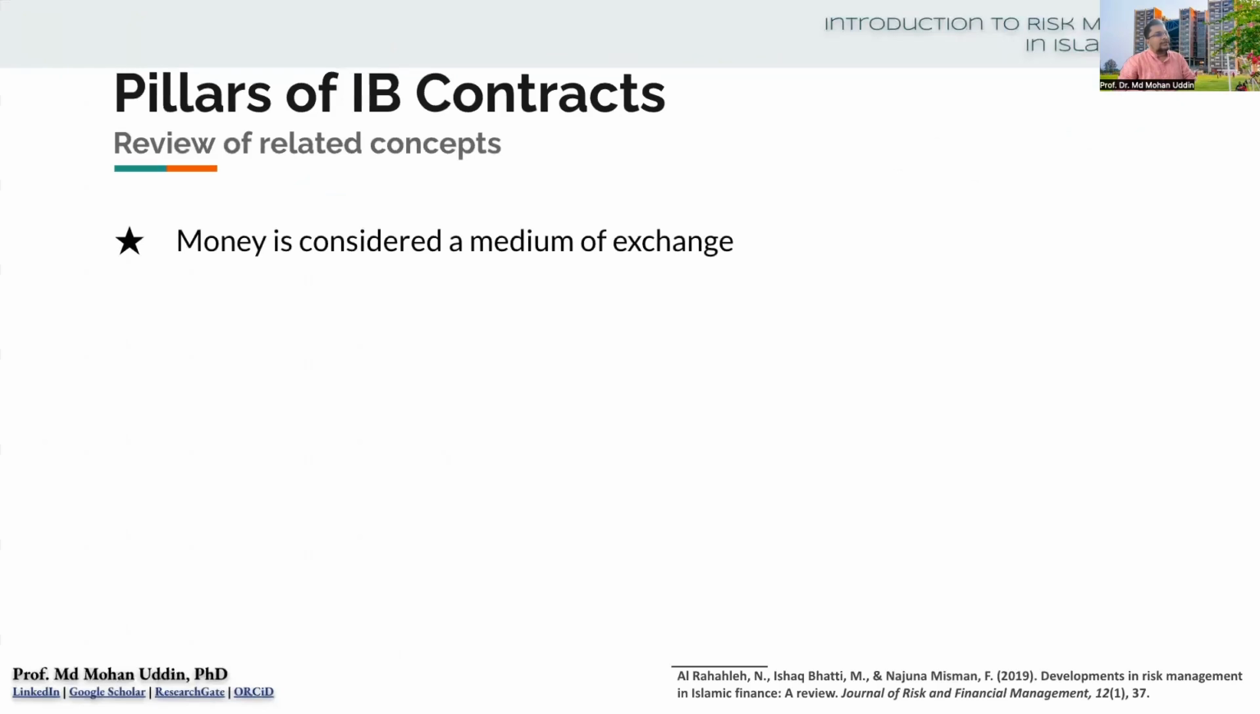So the third pillar of the Islamic banking contract is that money is considered a medium of exchange. It is not a commodity. It is not an asset. It is not something consumable. Rather, it is considered a medium of exchange. It is merely like a token or something like that. So you should not make any token out of token. That is the thing. So money is considered a medium of exchange in the Islamic banking contracts.